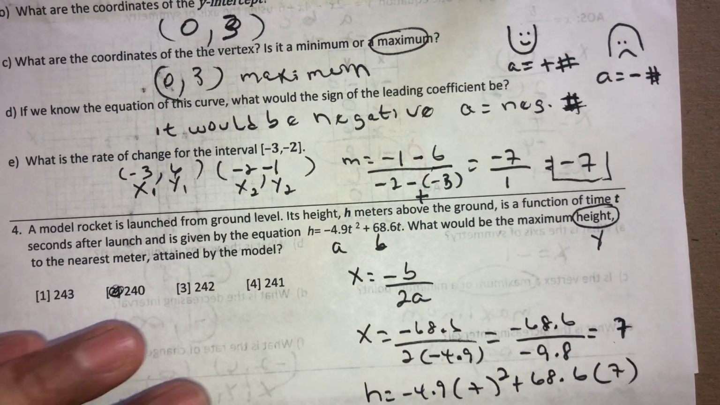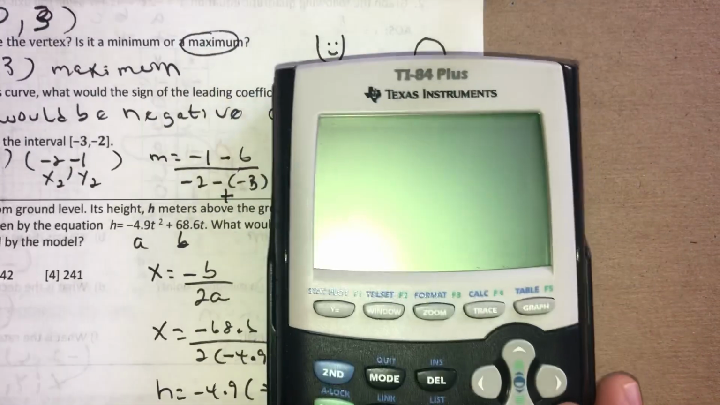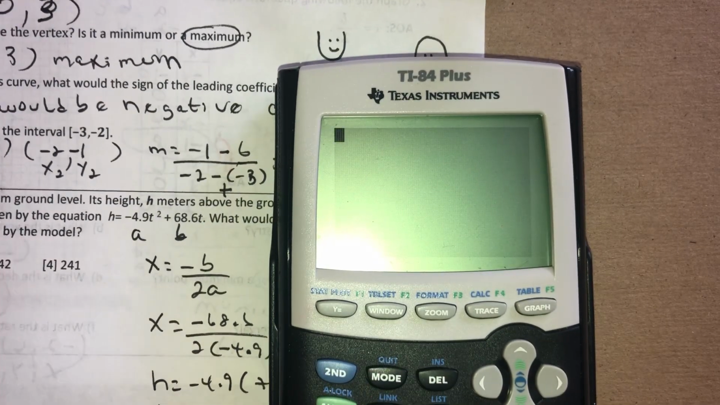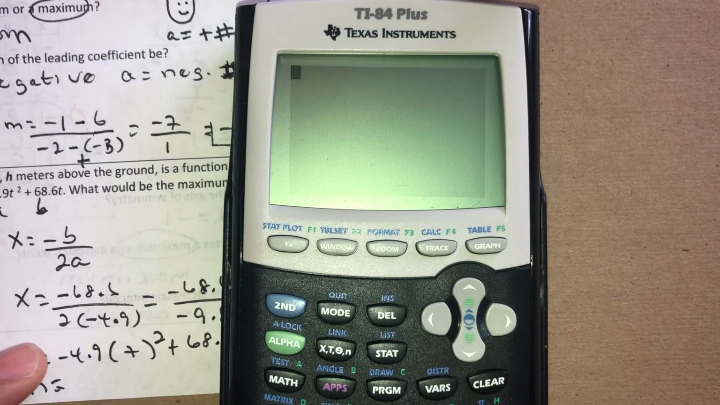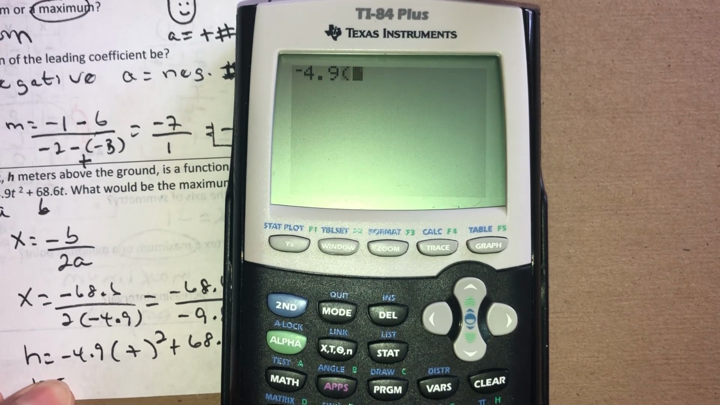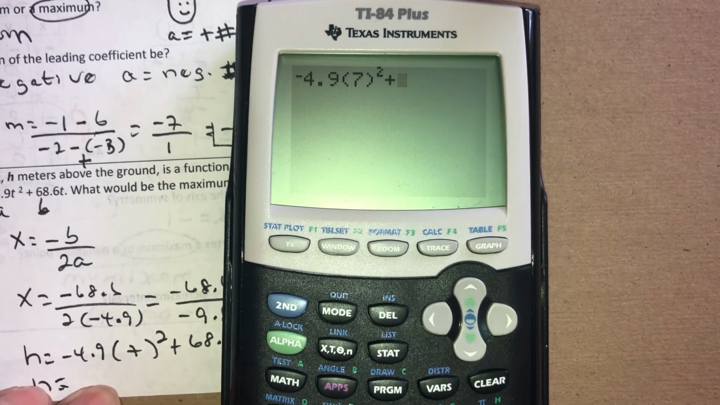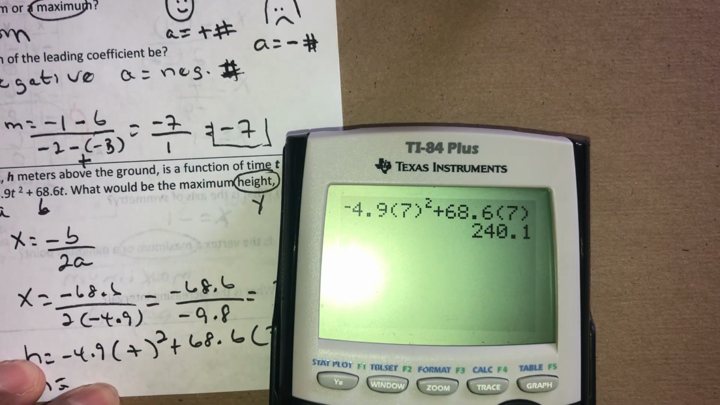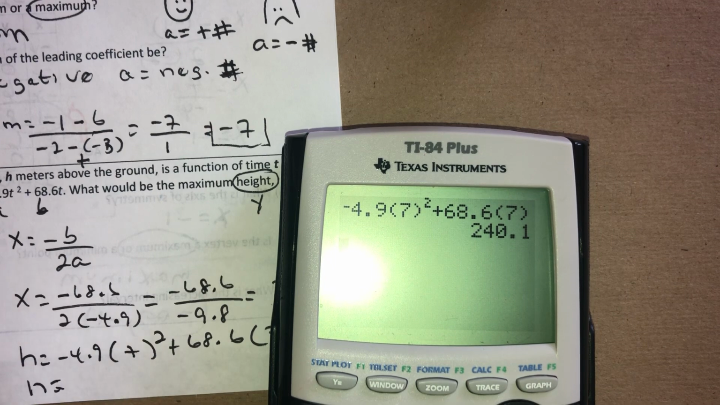All right, so let's see what I did. I put in my calculator negative 4.9, parenthesis 7 squared, close parenthesis, plus 68.6 parenthesis 7. That's what I did. I put that on the calculator and I just did enter. And it gives me 240.1, because it says to the nearest meter, so I have to round it, okay?